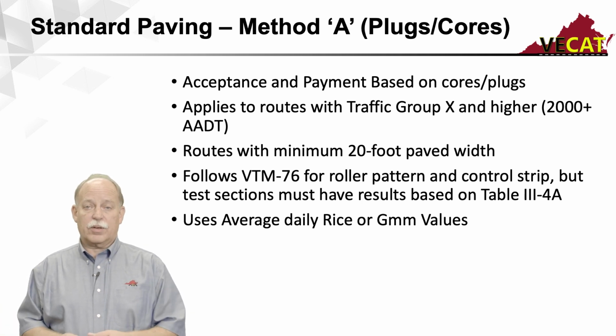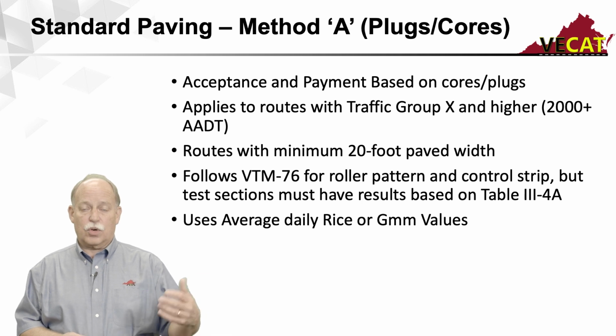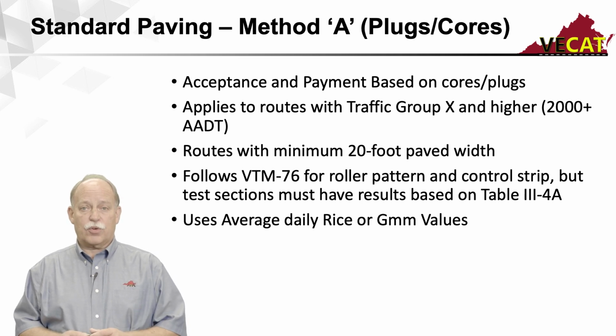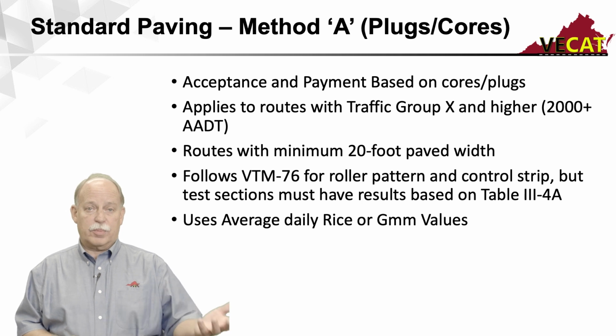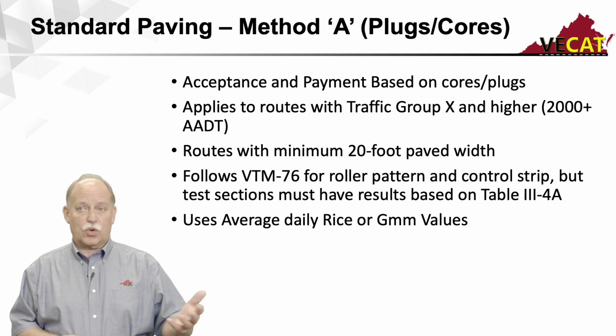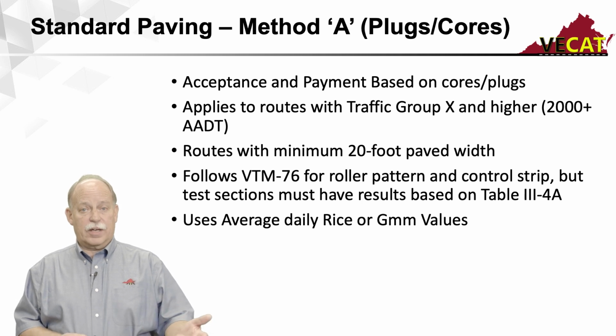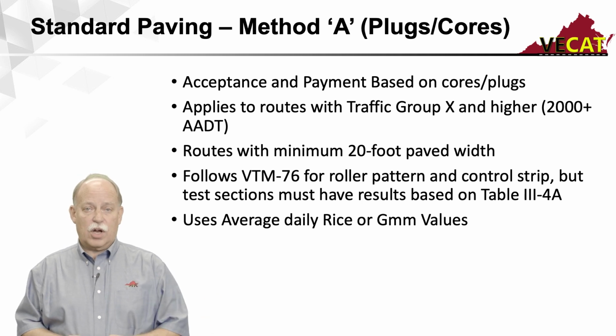I'll talk a minute about using the nuclear gauge for quality control, and for longitudinal joints, but for acceptance, we're using cores. And that's for anything that's a traffic group 10 or higher. So therefore it has to be greater than 2,000 vehicles a day for you to use method A. And that's usually outlined in your contracts.